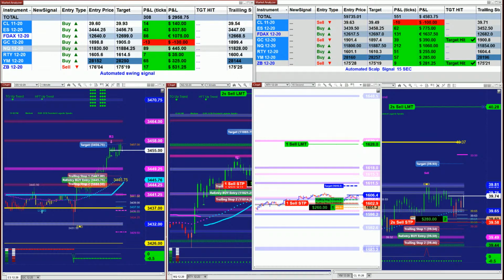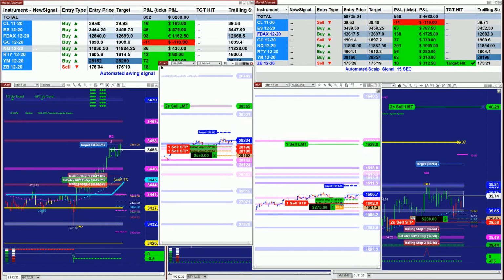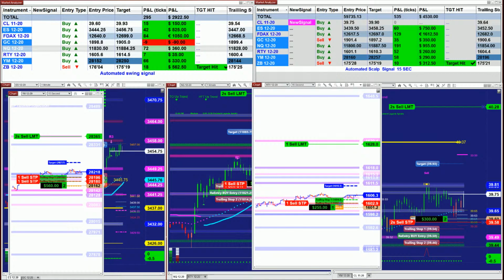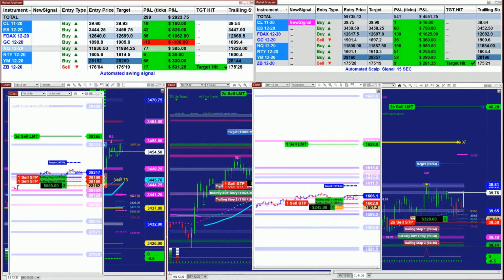The scalper we use a white chart and a 15-second. This is the YM on the scalper, and I'll try to drag the ES and the Nasdaq to you as well.